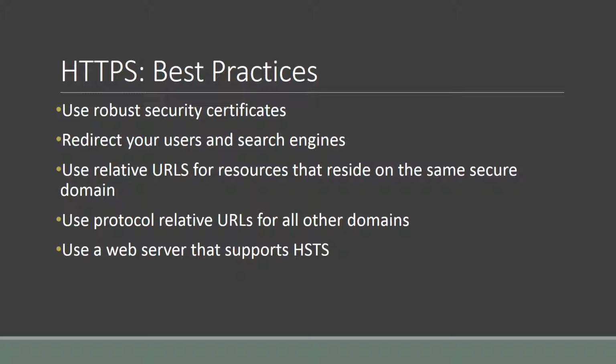3. Use relative URLs for resources that reside on the same secure domain. This will guarantee that your links and resources use HTTPS, and this will also cause fewer errors with local development. 4. Use protocol relative URLs for all other domains. Site links need to be linked straight to the HTTP resource. And 5, use a web server that supports HSTS. HSTS needs to be enabled, and this will lower the risk of sending unsecured content.